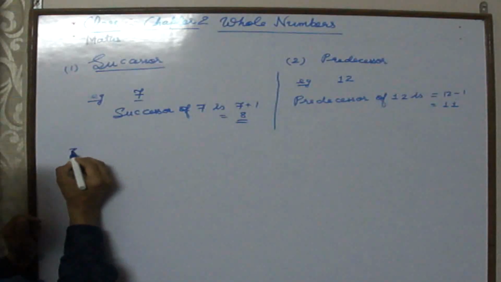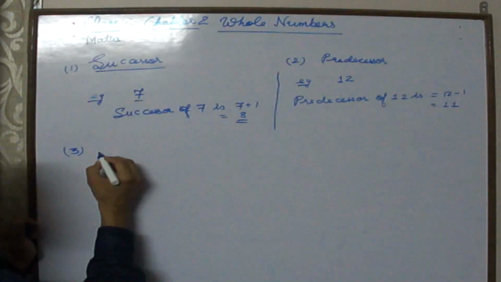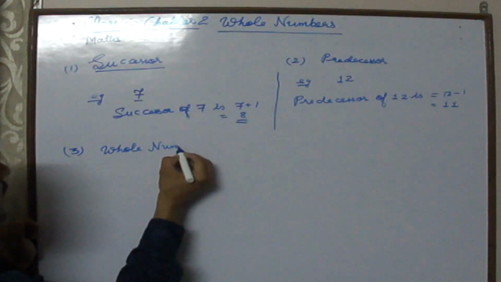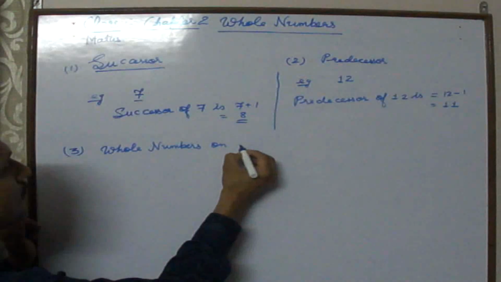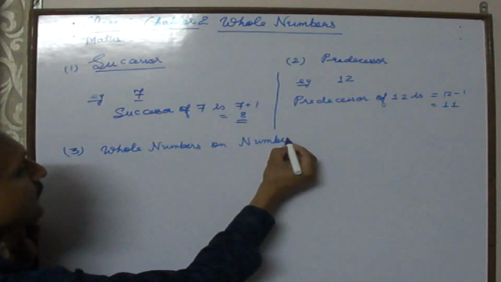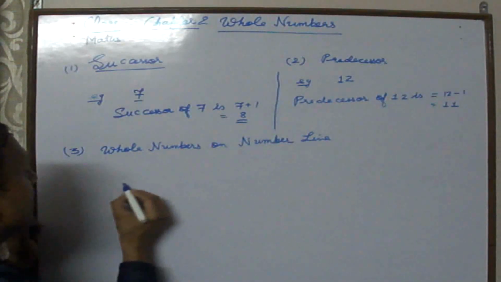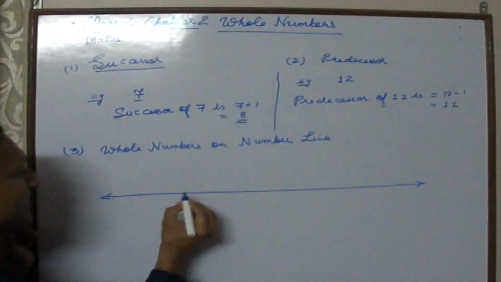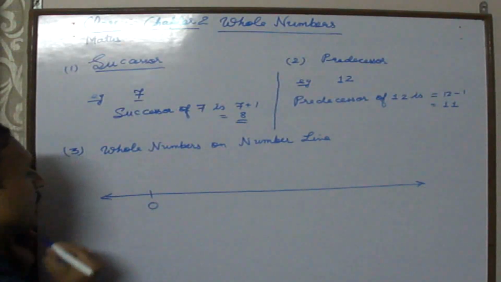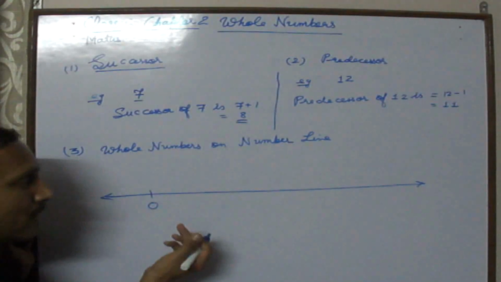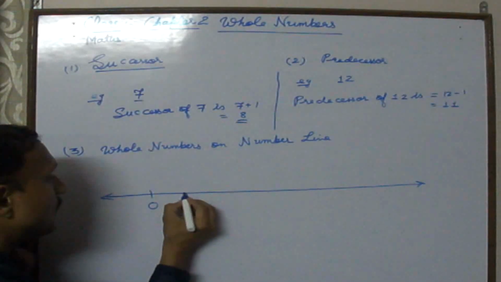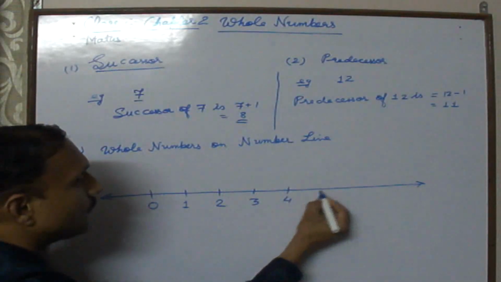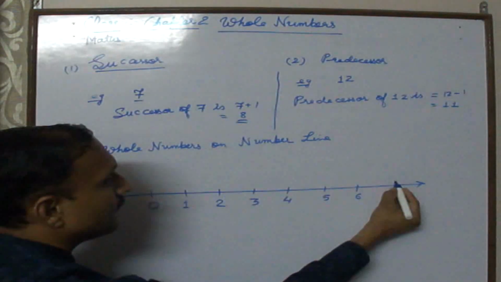Next we'll study whole numbers on the number line. How do we represent whole numbers on a number line? First of all we make one line, and let us begin with 0. If we include 0, then they are called whole numbers, otherwise they are called natural numbers. So 0, 1, 2, 3, 4, 5, 6, 7.